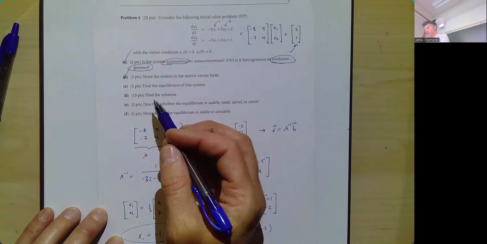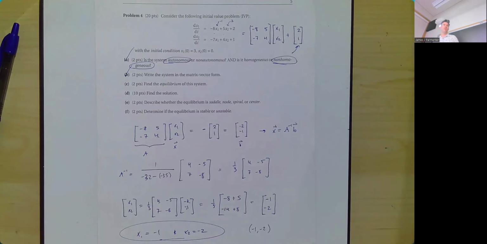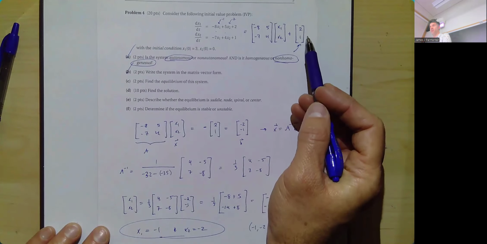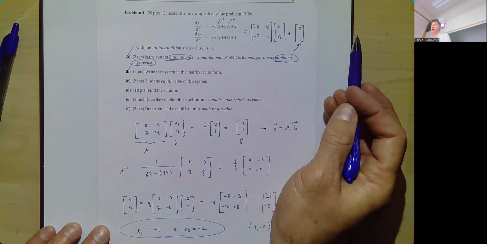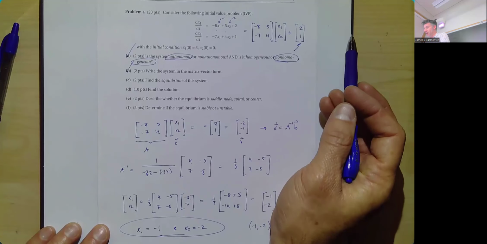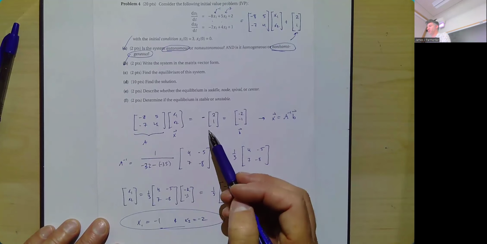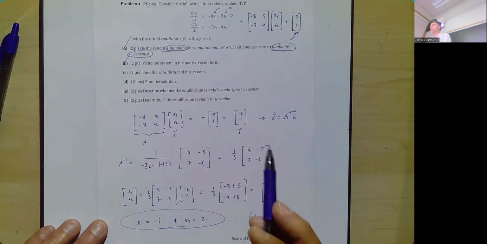We found the equilibrium. Here's how you always find the equilibrium: set the thing equal to 0 and solve. I skipped that step. Instead of setting this equal to 0, I started off by moving this over to the other side and got this matrix A times X equal to the negative of that, which is -2, -1.